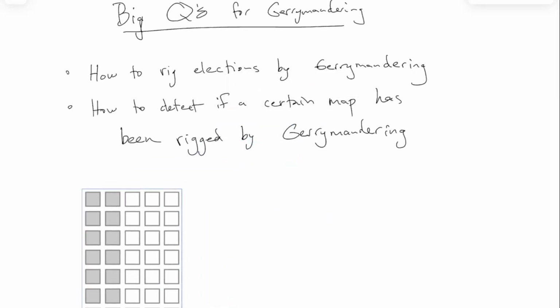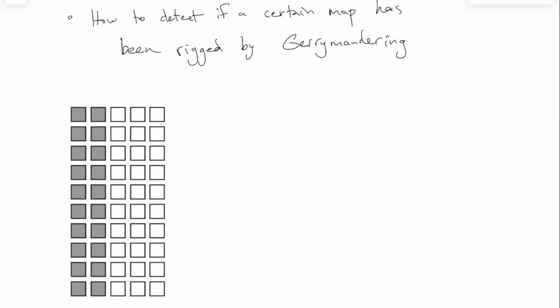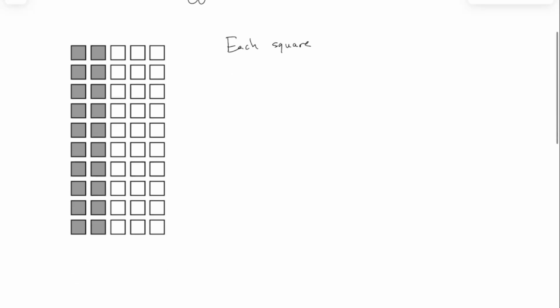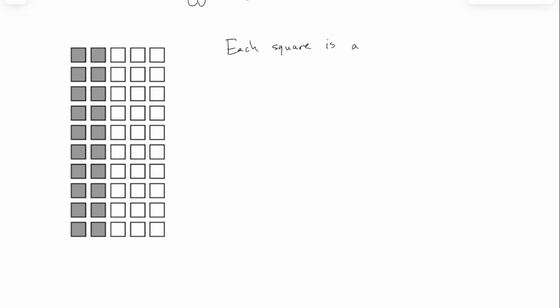All right, what we have here is a very simple example. I want you to imagine that this is a map of a bunch of people. So each square is a voter. This is not terribly realistic, but I'm trying to do a very simple example to begin with. So let's imagine that each square is a voter and they live in this grid, all right? And the colors represent what political party they're in. So there are two parties. I'll just call them the dark and the light.